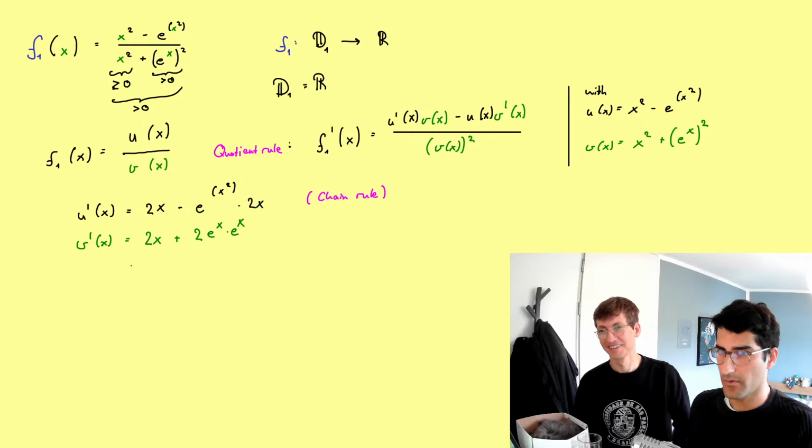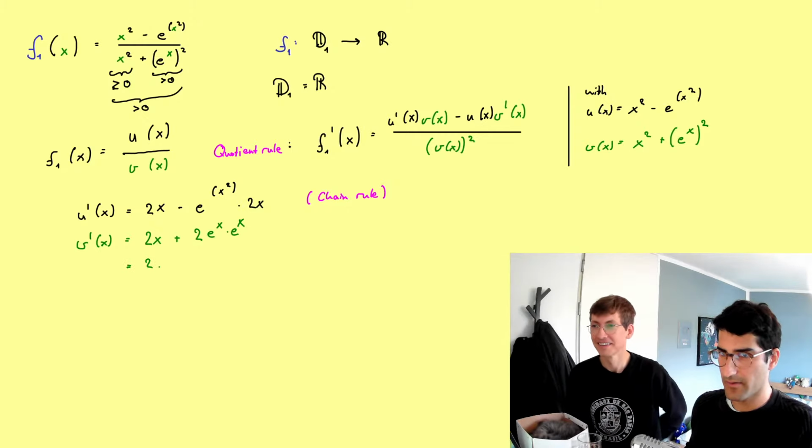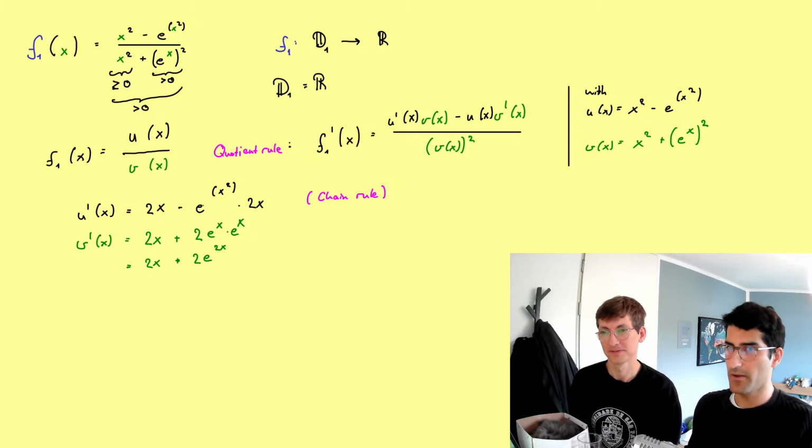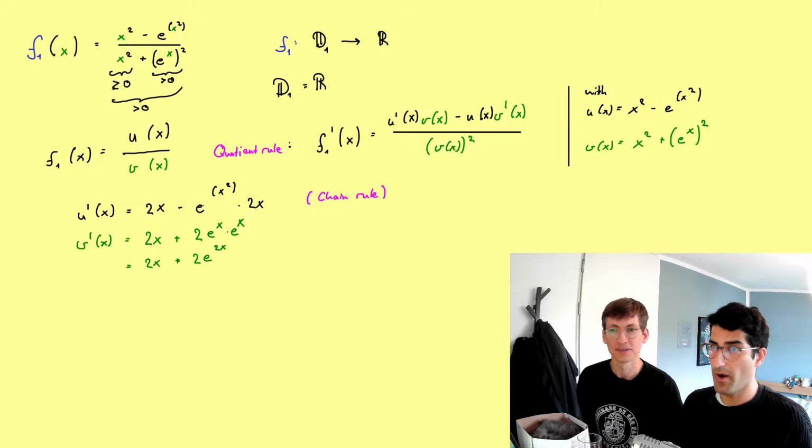So we can also simplify that and write it together as 2x plus 2 times e to the 2x, by using also rules that we know for powers.